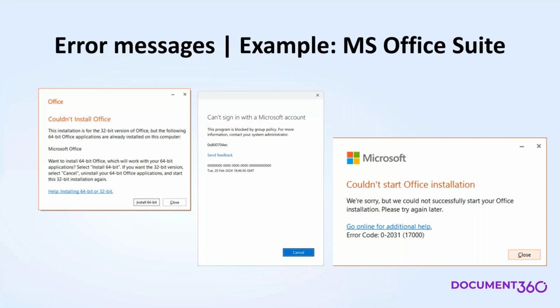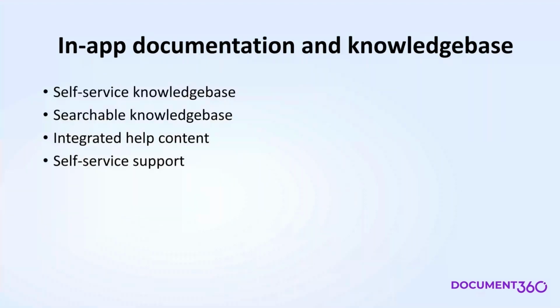Then moving to the next slide is in-app documentation and knowledge base. As I talked about, most of us have dedicated help centers, but having in-app documentation is embedding it into your product itself. That leads to self-service and a searchable knowledge base. The user need not come out of your application. He does not need to leave your application, and he gets access to relevant information within the application itself. That of course improves accessibility and also reduces support overhead.